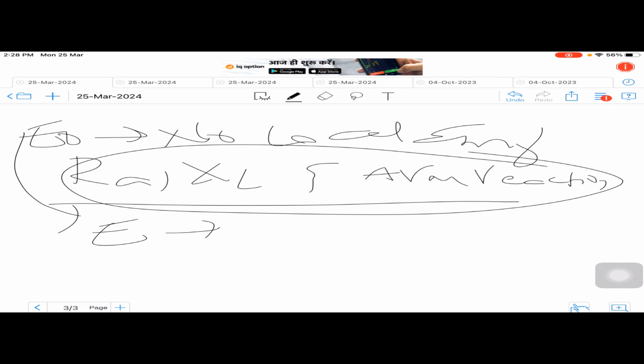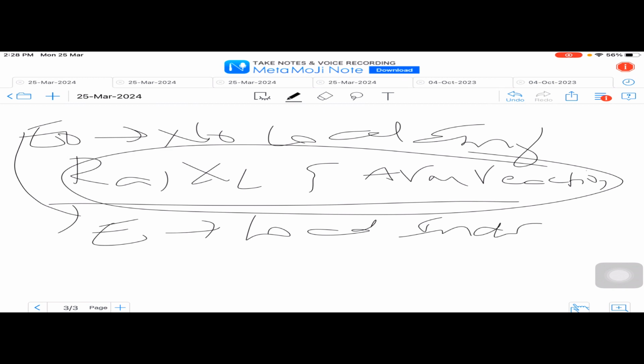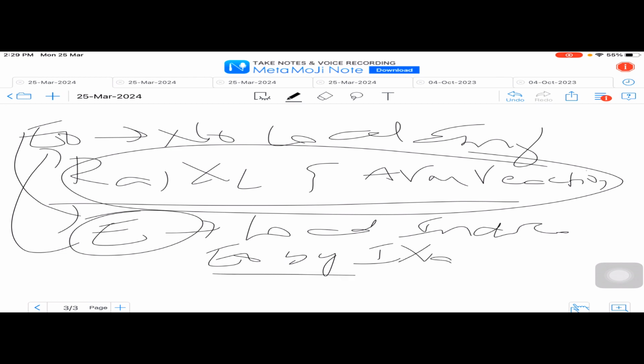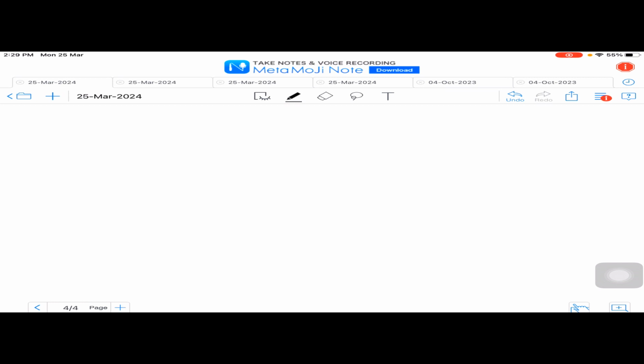Now let us assume E being the load induced EMF. This is the induced EMF after allowing for the armature reaction. So E is vectorially less than E0 by the value I into XA. So let us draw the vector diagrams here.